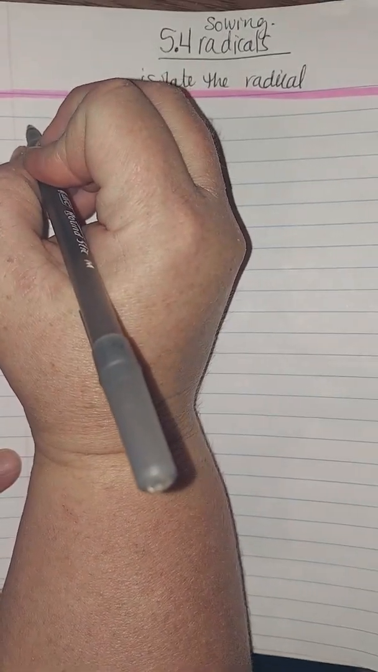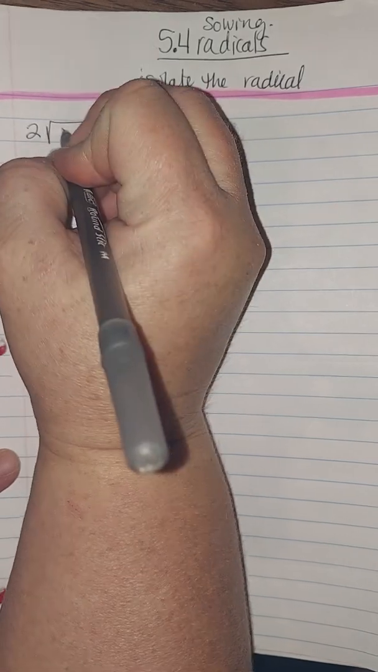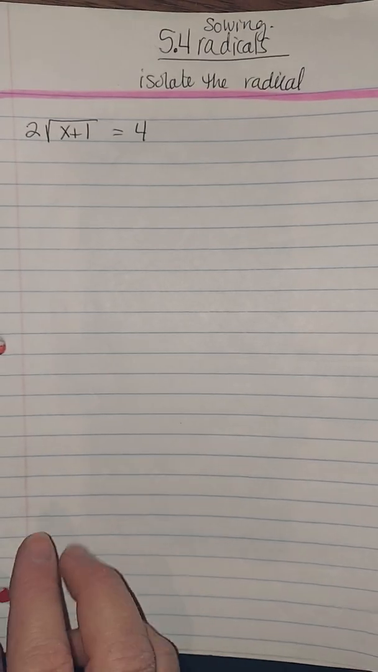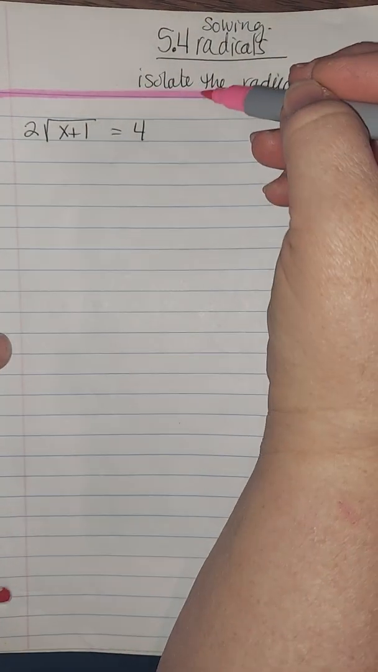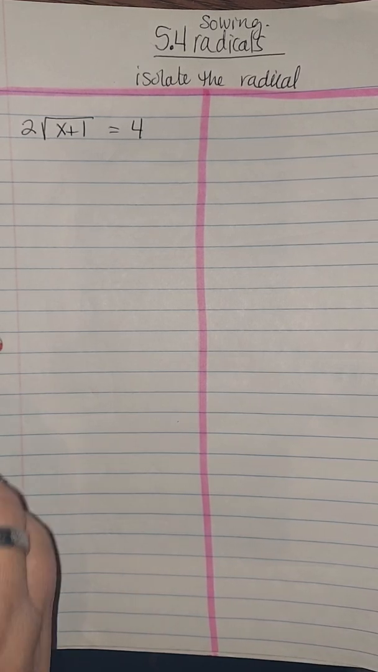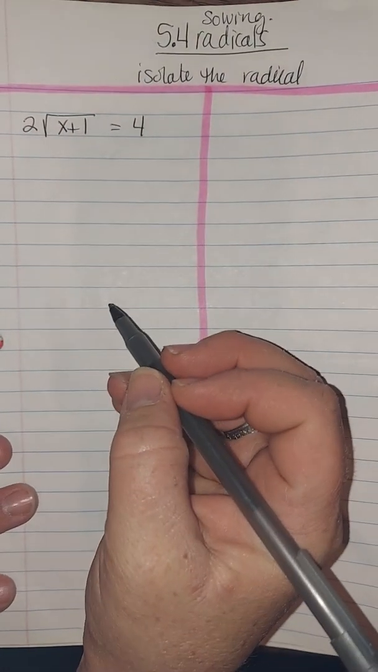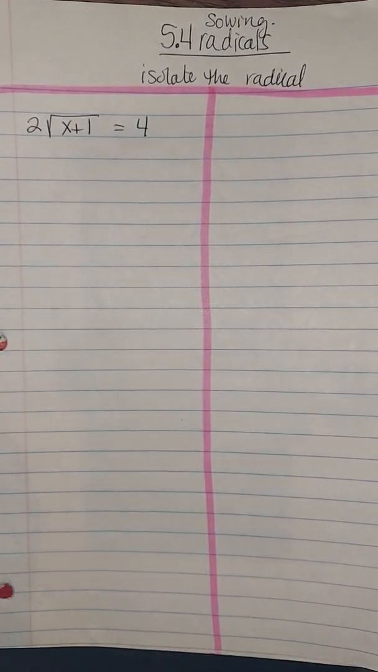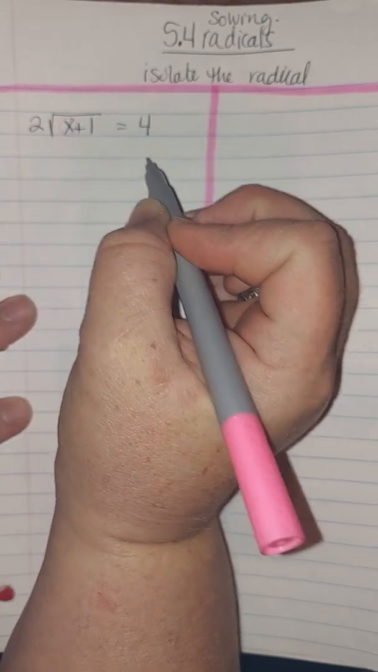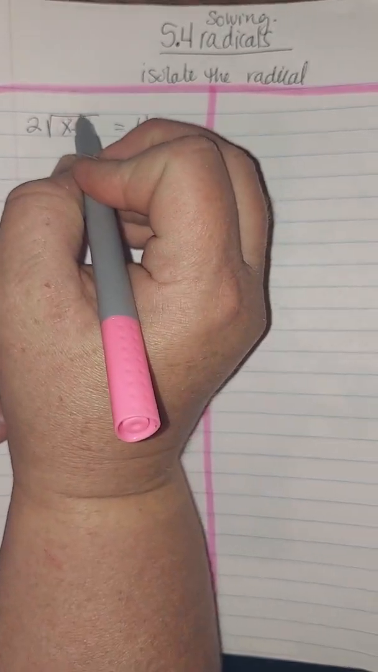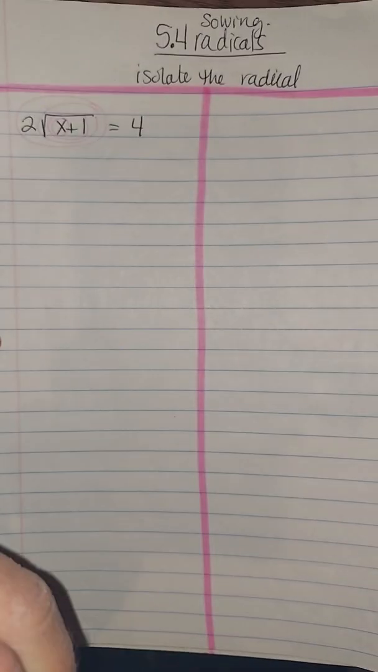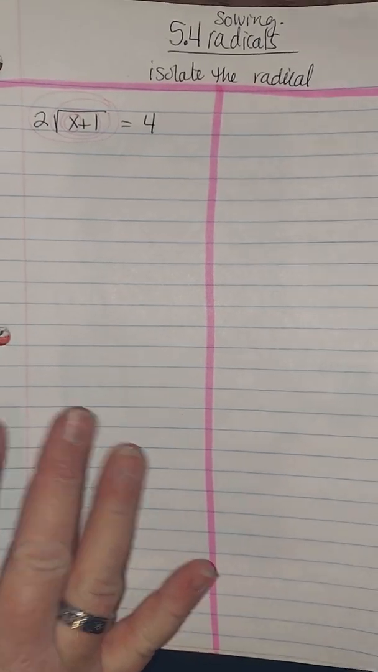Are you ready? So I'm going to go to 2 times the square root of x plus 1 equals 4. Okay? Please remember, this is going to be like a 2-day, but this is our very beginning stuff. We want to isolate the radical. If I were to do my big onion, can you see that big onion?